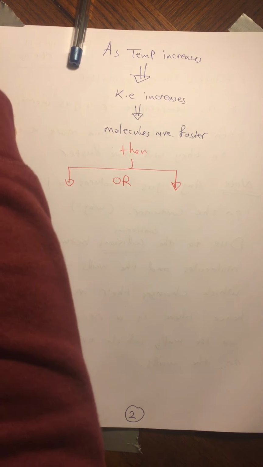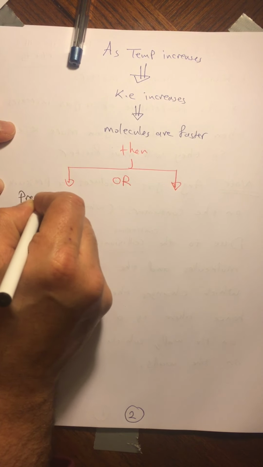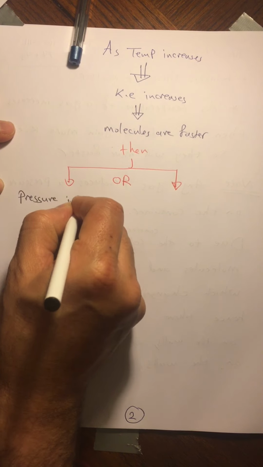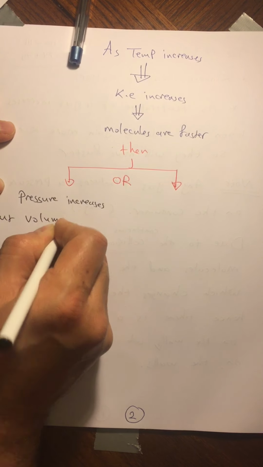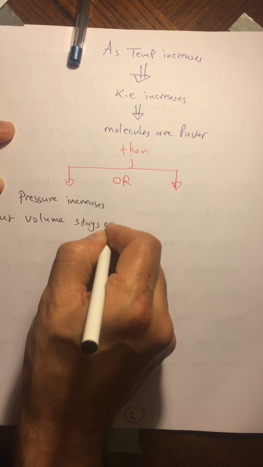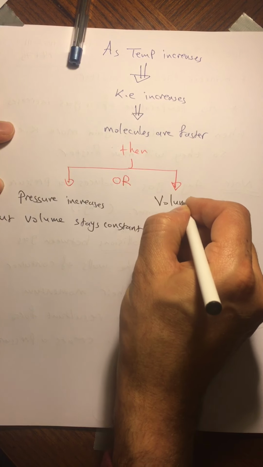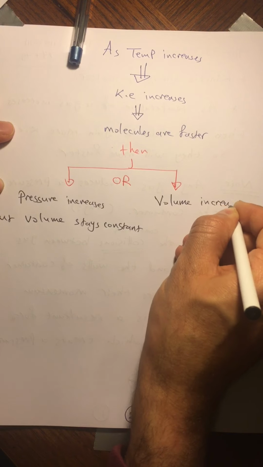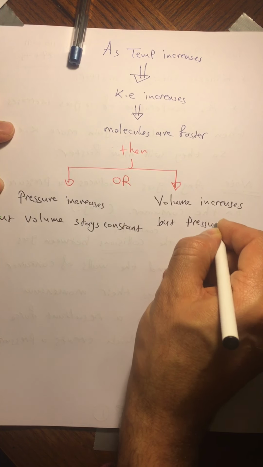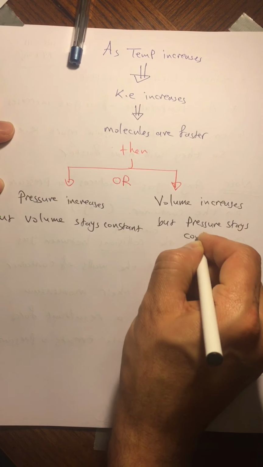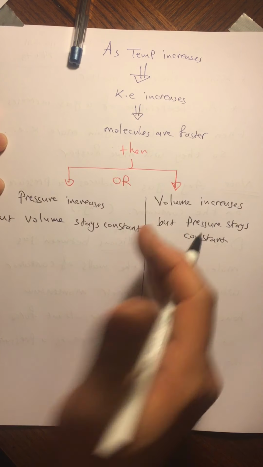Either as they are moving faster, this will cause the pressure of the gas to increase, but the volume stays constant, or the volume increases, the volume of the container, so the volume of the gas increases, but the pressure stays constant. Now, you are required to explain why this happened or why this happened.